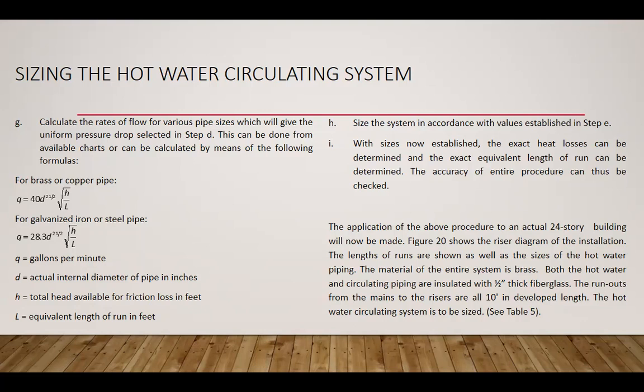Figure 20, the next slide, shows the riser diagram of the installation. The lengths of runs are shown as well as the sizes of hot water piping. The material of the entire system is brass. Both the hot water and circulating piping are insulated with 1/2 inch thick fiberglass. The run-outs from the mains to the risers are all 10 feet in developed length. The hot water circulating system is to be sized using Table 5.